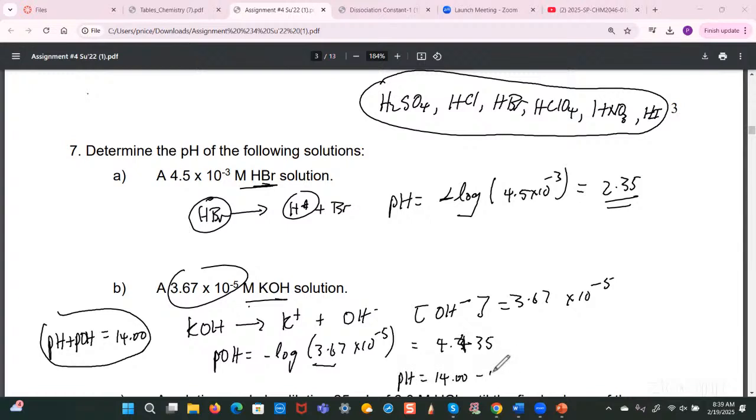14.00 minus 4.435. According to my calculation, this works out to be equal to 9.56. And that's where you get that. All right?